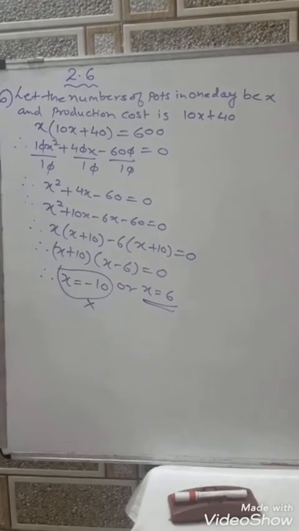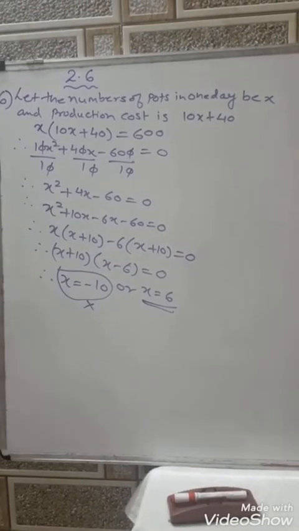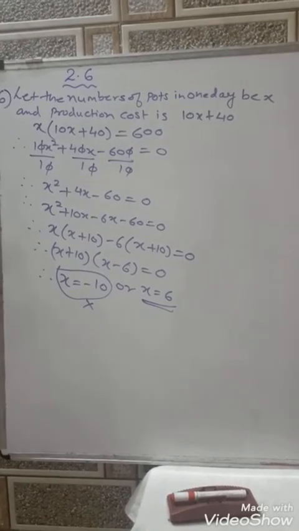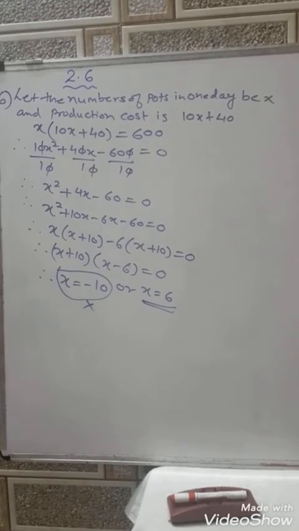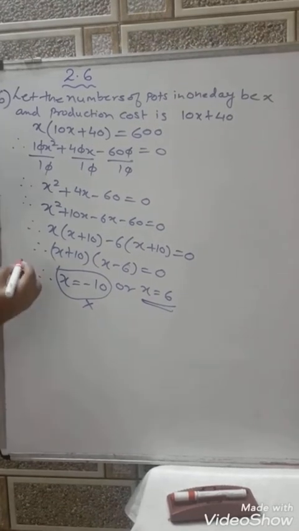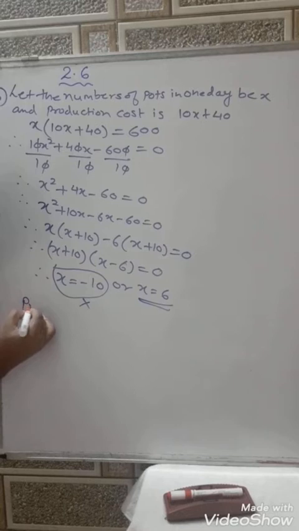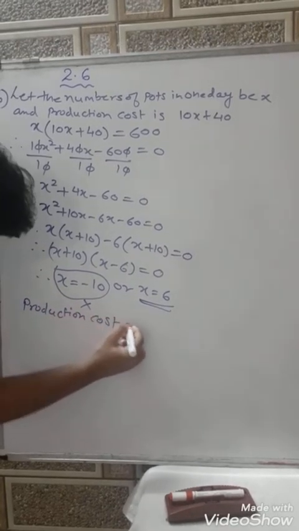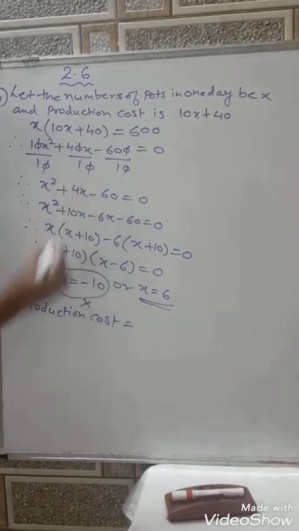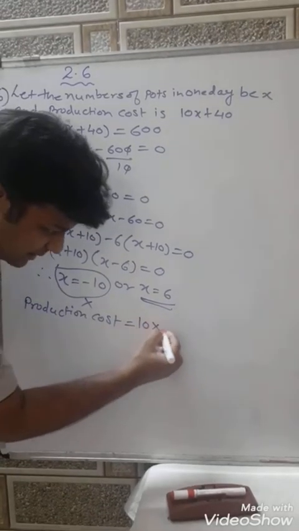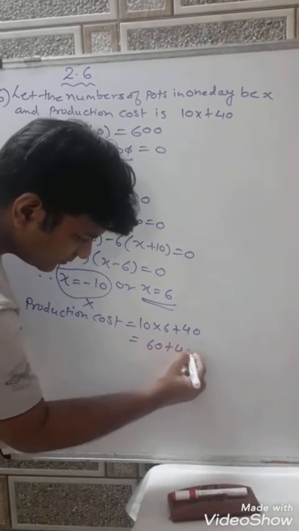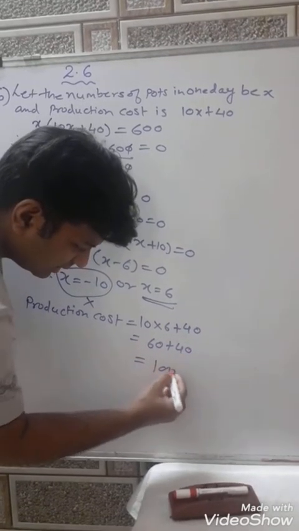Now what do you have to find? You have to find the production cost in one day. The number of pods in one day is 6. So what is the production cost then? That is 10x plus 40, so 10 into 6 plus 40. 60 plus 40, what do you get? 100.